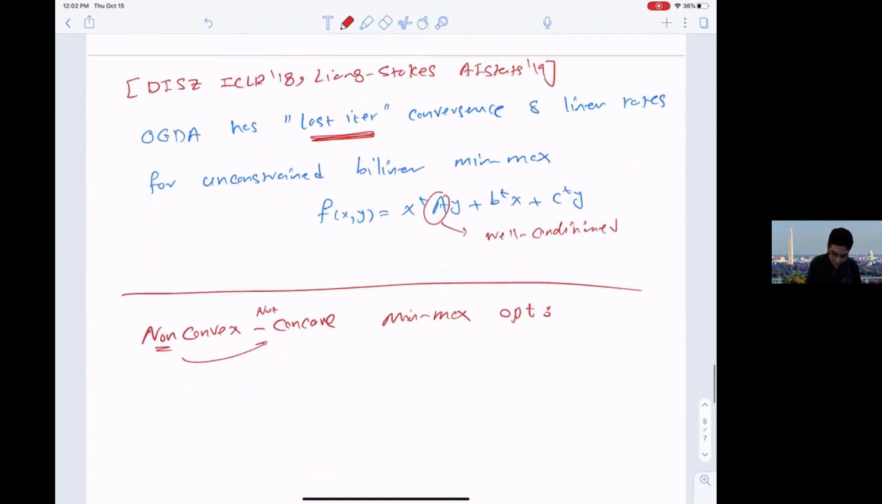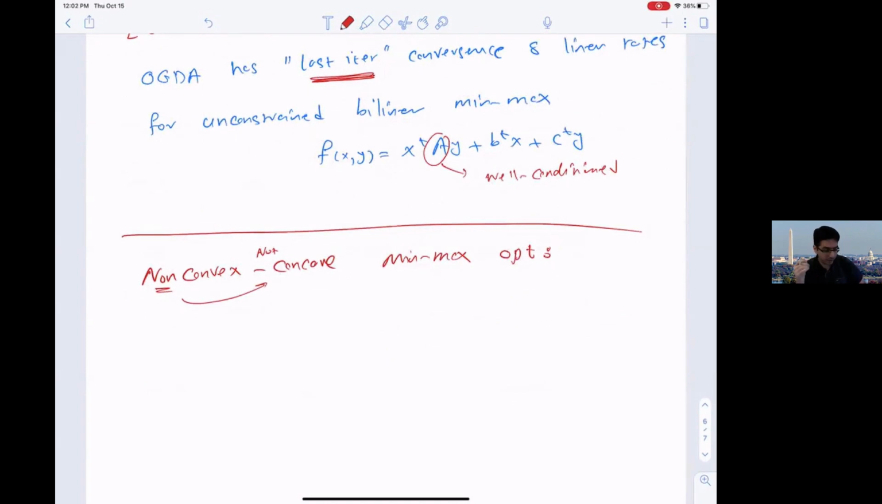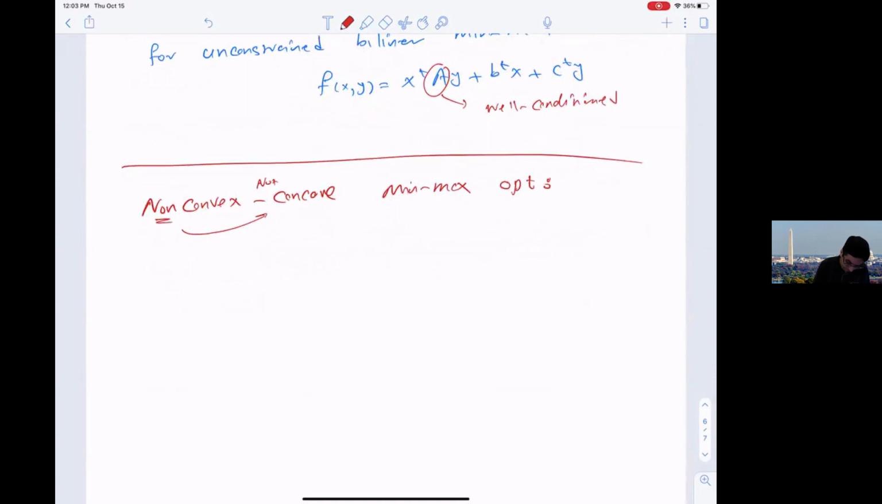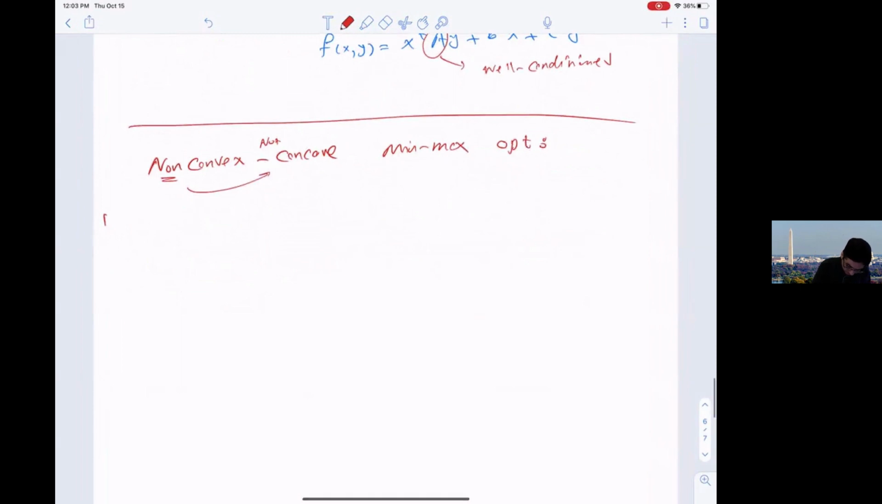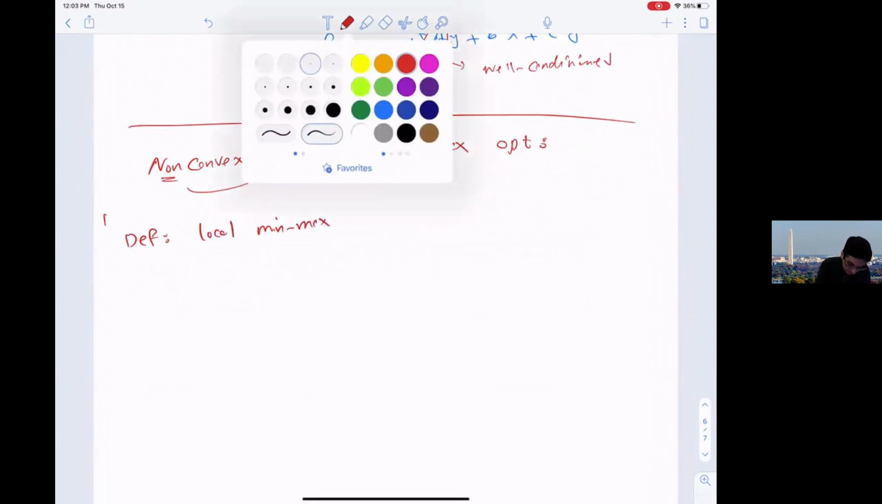So let me start talking about the non-convex concave case, because that's an important point. The first question is, what is the goal here? In the non-convex concave case, we may actually be interested in finding local min-max solutions or local saddle points. So what is the definition of a local min-max or a local saddle point?